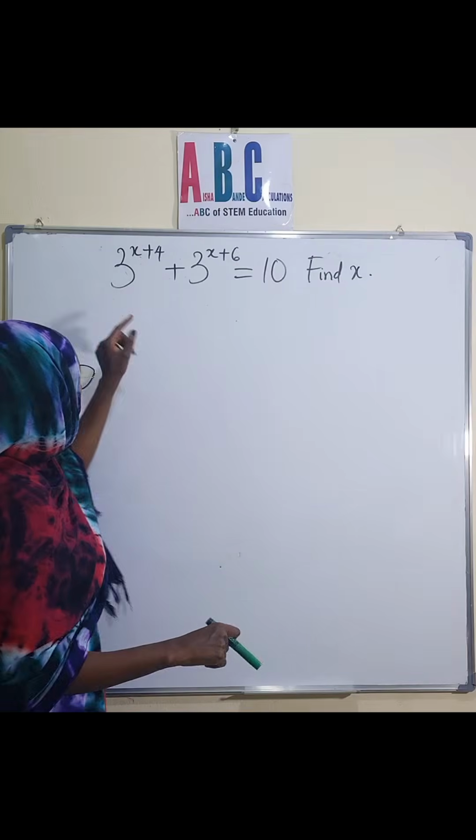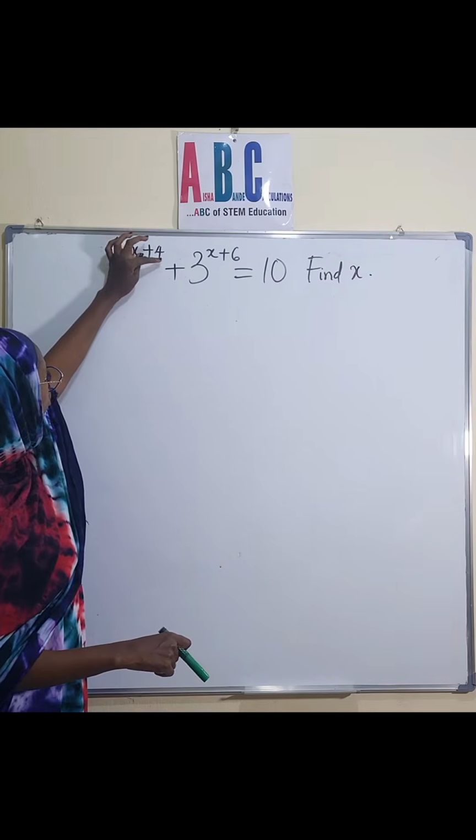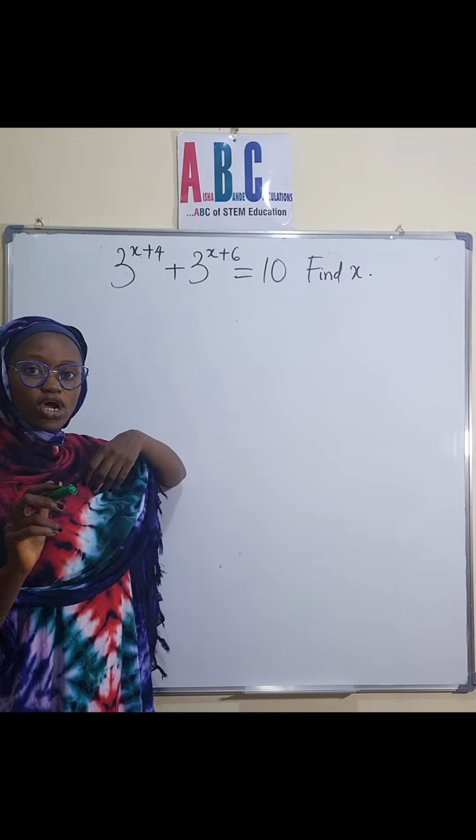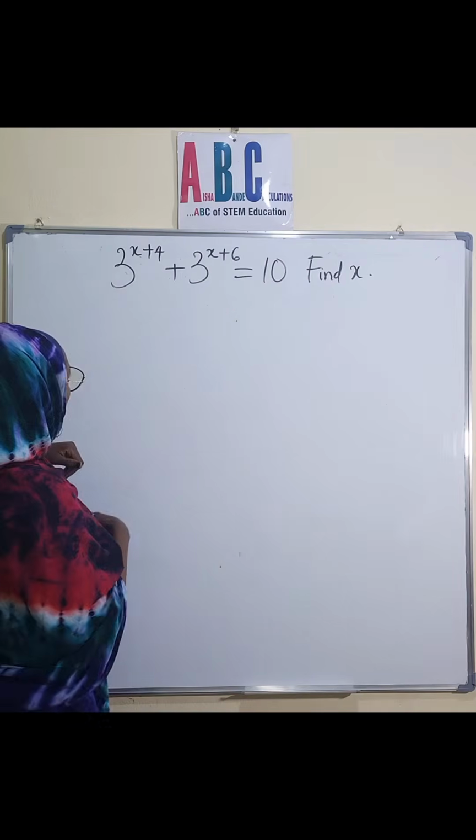Viewers, so let's look at this question which says 3 to the power of x + 4 plus 3 to the power of x + 6 is equal to 10. So we're required to find the value of x. So let's do this together.